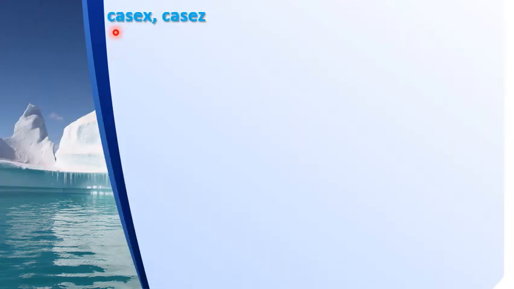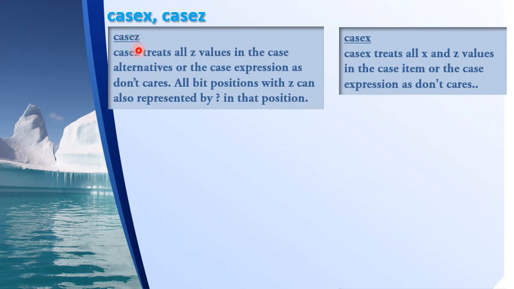We have an alternative for the case statement, that is casex and casez. Casez treats all Z values in the case alternatives or the case expression as don't cares. All bit positions with Z can also be represented by a question mark in that position. So in the plain case statement we are just checking exact values. I hope you are understanding.